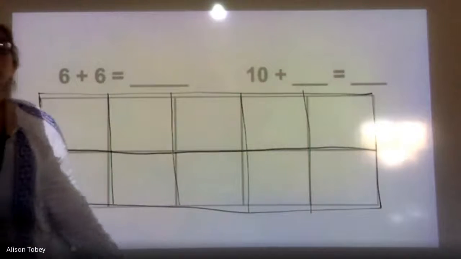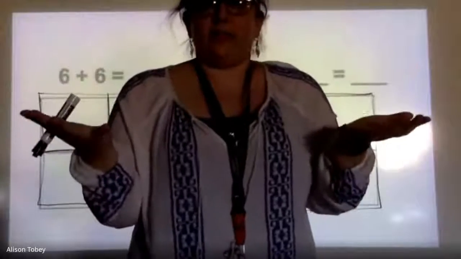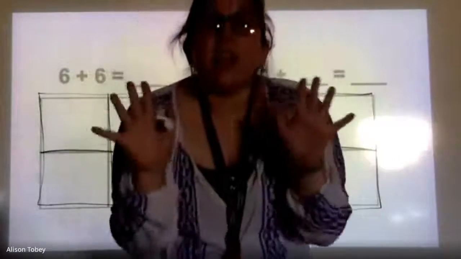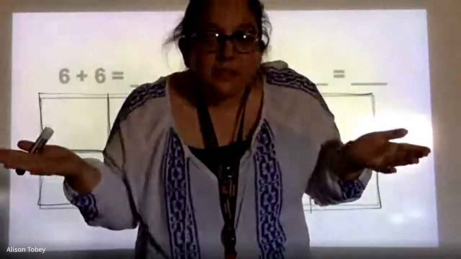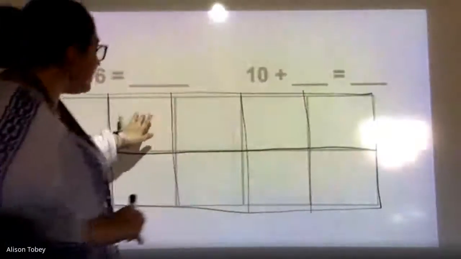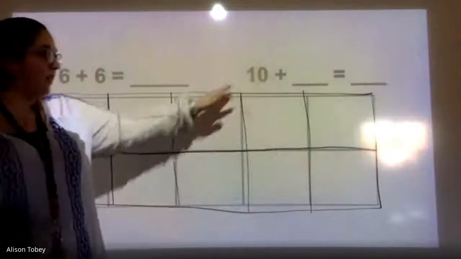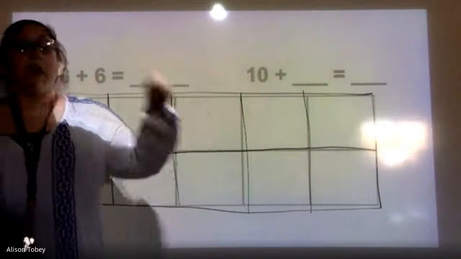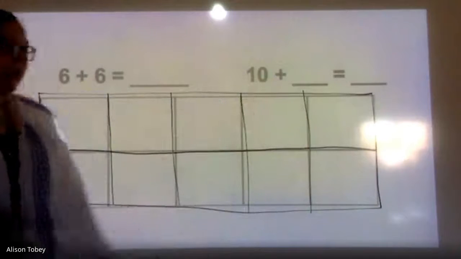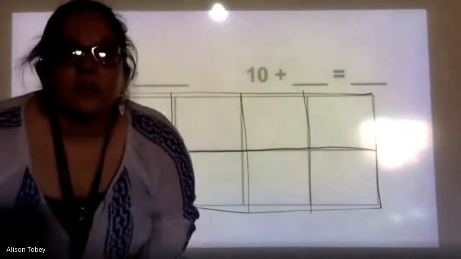Show me with your fingers, how many boxes should a 10 frame have? 10. Should you have 8? No, you should have 10. 5 on top, 5 on the bottom, because 5 plus 5 is 10. Give me a thumbs up, pencils up, when you're done with that one. So when you have 5 on top, 5 on the bottom. Good job.